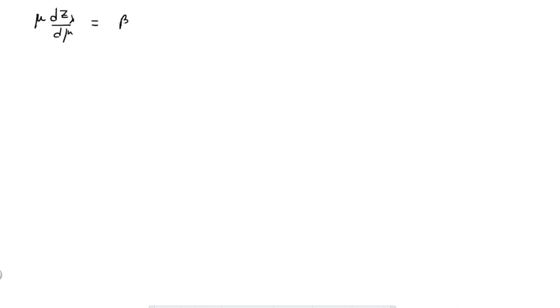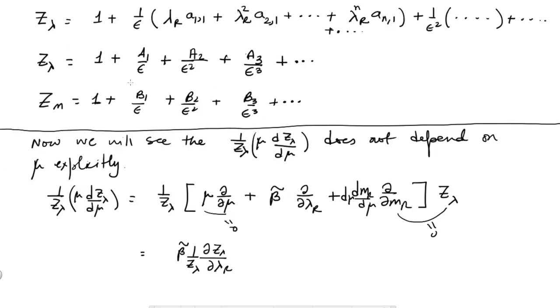So it is beta tilde, and actually I can replace the partial derivative by a total derivative, it does not matter because there is no other variable in z lambda, it's just lambda r. So let me do that. So what does that give you? It gives you beta tilde. Now we are taking the derivatives. So z lambda, the first term is 1, differentiated with lambda r gives you 0, so that goes away. The second term is 1 over epsilon. The expression of z lambda that I am taking is this one, in this form.